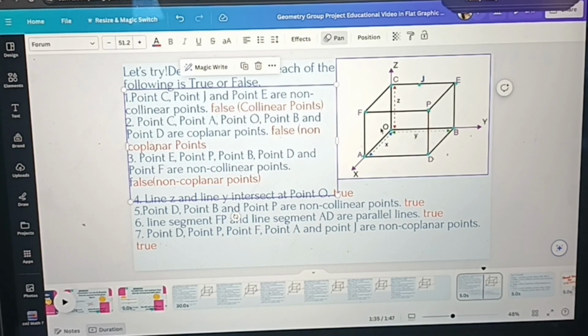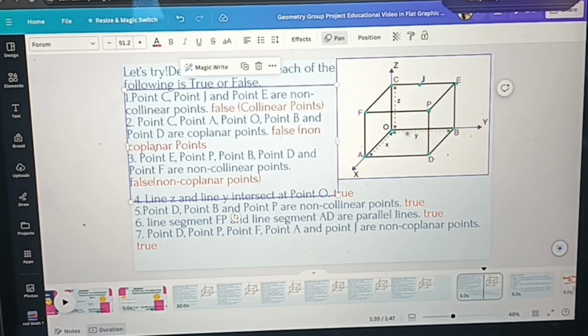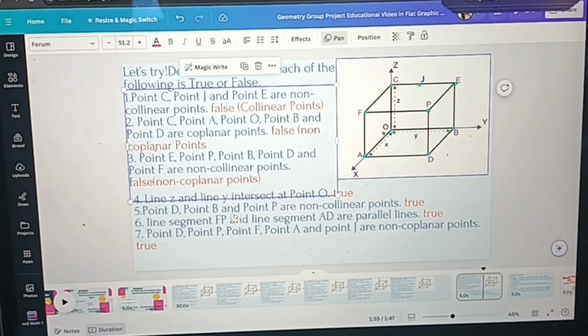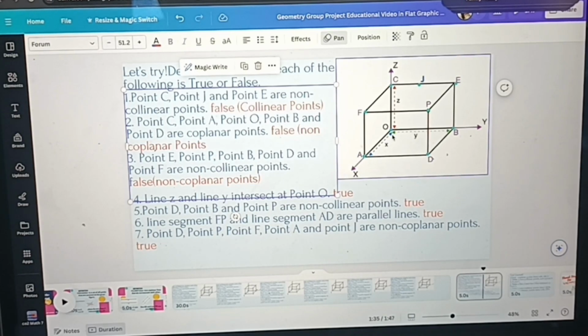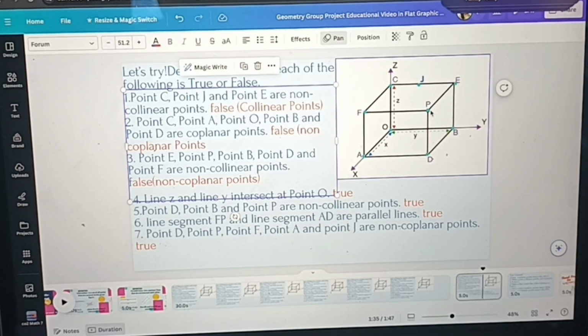Okay. Next, number 4 tayo. Line Z and line Y intersect at point O. If you extend this one, may point O. If you extend also this one, mag-abot sila sa point O. So, therefore, the statement is true. Okay, number 5: point B, point B, point P are non-collinear points. As you can see, it does not form a straight line, so the statement is true.